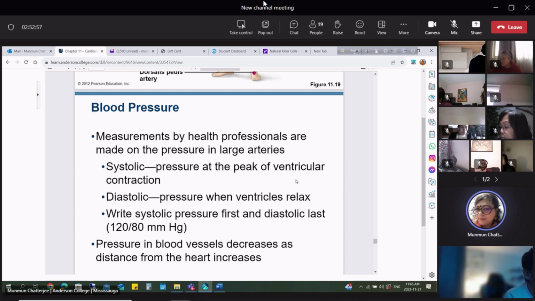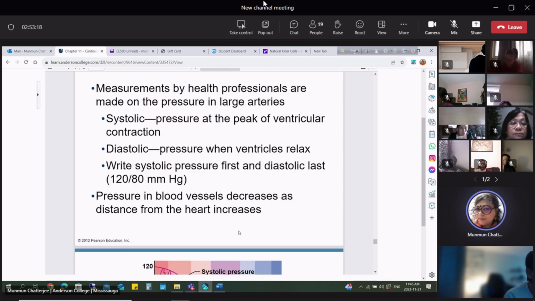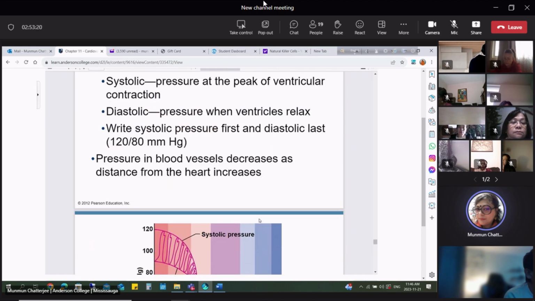That is 120 in normal. And then the diastolic, when the ventricle relaxes, is written next. So 120 by 80 means systolic versus diastolic pressure. And blood pressure decreases as it goes away from the heart. So obviously blood pressure is higher near the heart, near your chest, near your brain. But when it goes to your leg or thumb or head, the blood pressure is reduced.